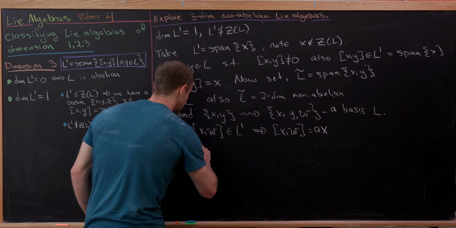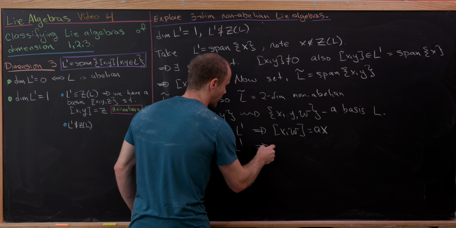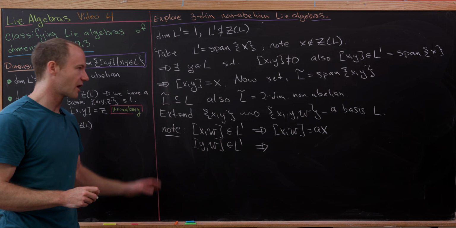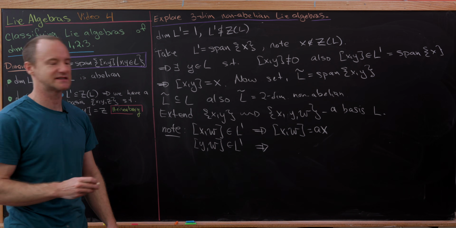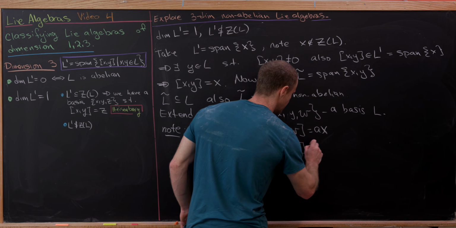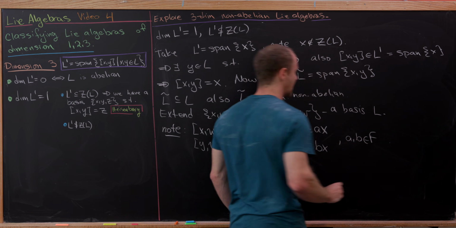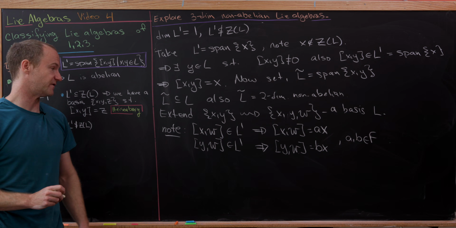Okay, and then we also know that the bracket of y with w is also inside of L prime, just by the definition of L prime. L prime, again, is spanned by that single vector x, so that means that the bracket of y with w is equal to b times x. And here, like I said, a and b are inside of the field.